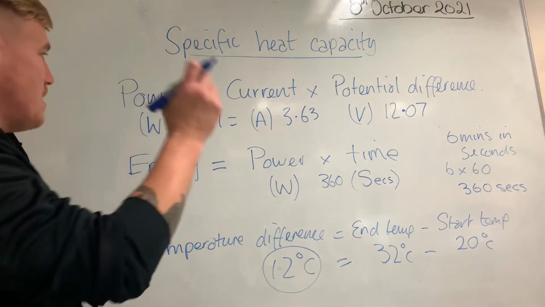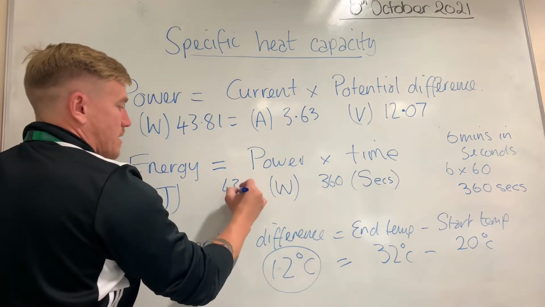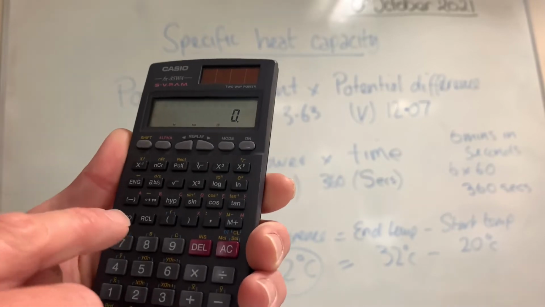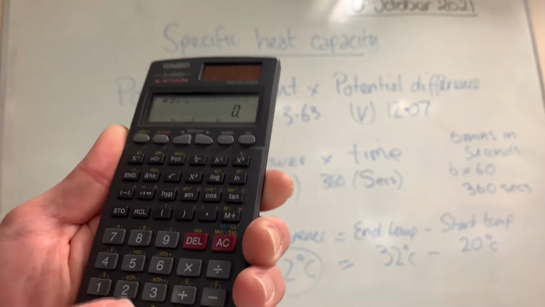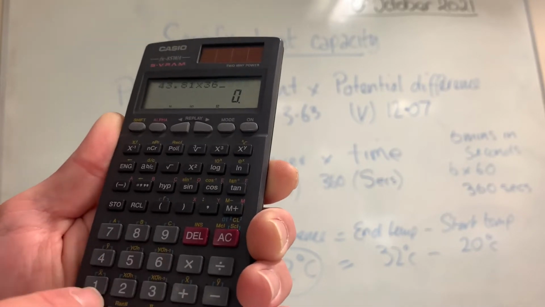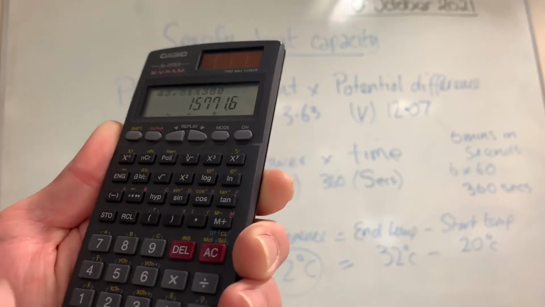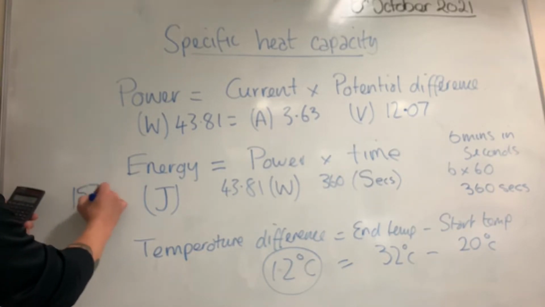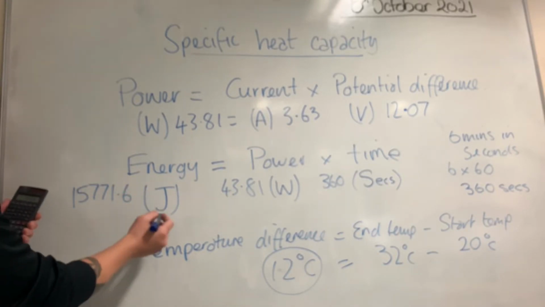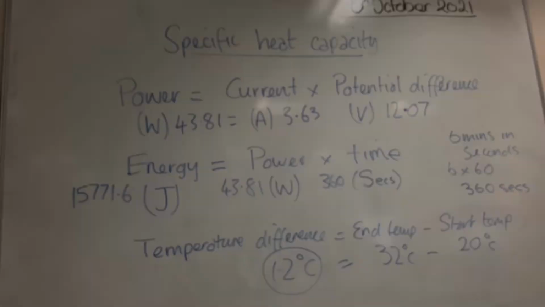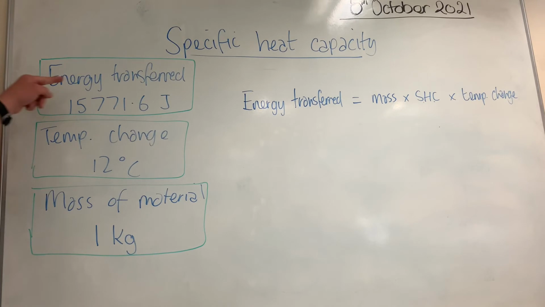So using the 360 seconds and the 43.81 watts in our power times time equation, we can now work out how much energy has been transferred over that time. So we're going to times the two together, and it's going to give us 15,771.6 joules. Now I've rewritten this next part so you can see it a bit more clearly.